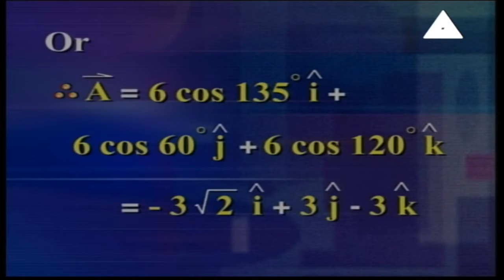Then we have vector A by two branches. The first branch is when theta z equals 60. The second branch is when theta z equals 120.